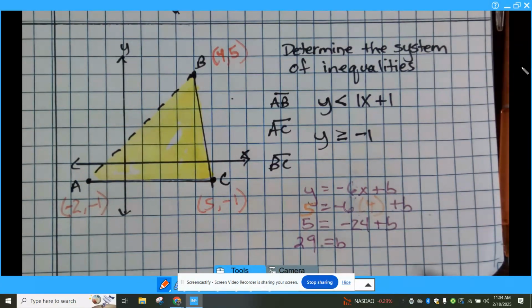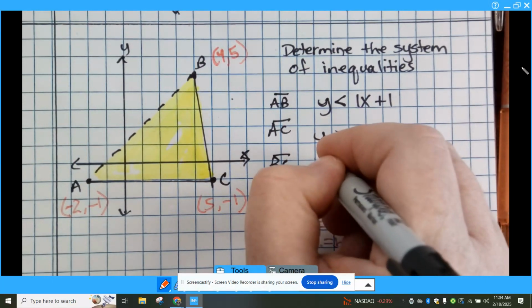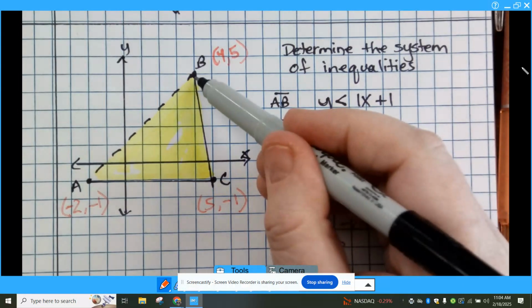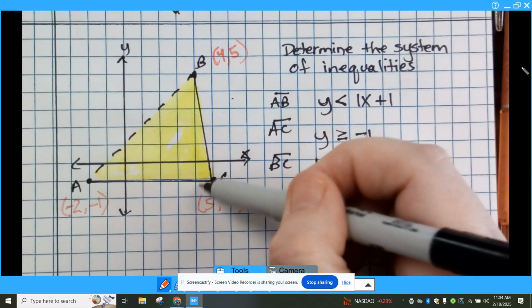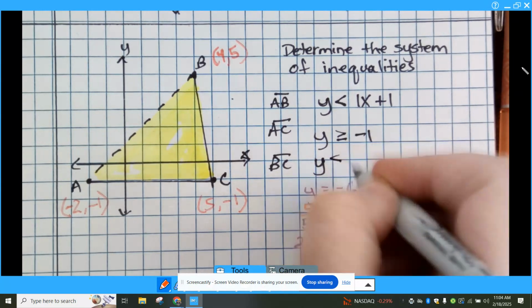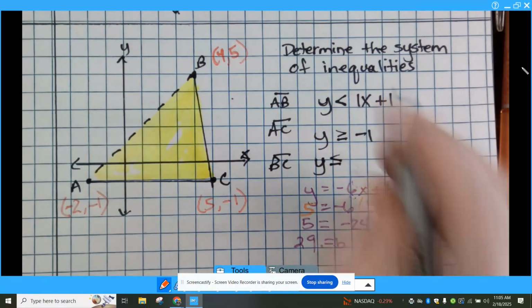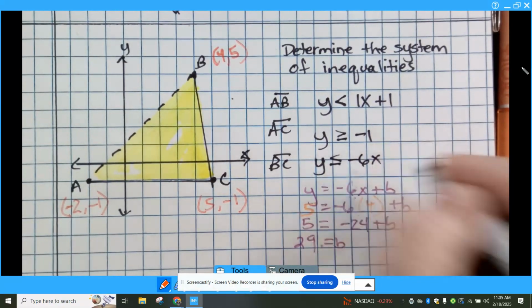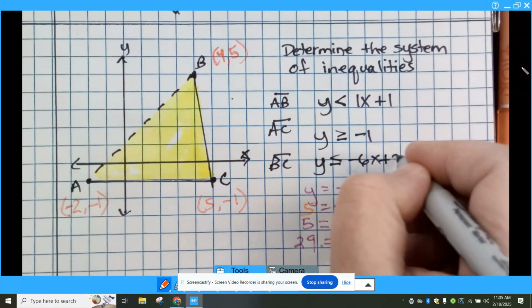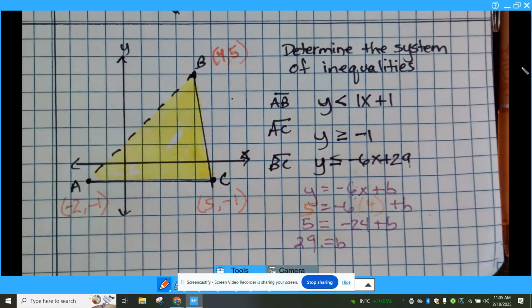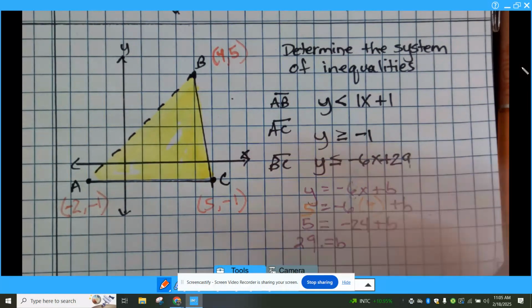So my B line is y is, and it's hard to tell with steeper lines, but this shading is below. So it's y is less than, it's solid, so it's equal to. Our slope is negative 6x, and our y-intercept would be plus 29. This would be the answer to that system. It's like 3 different problems in one. Okay.